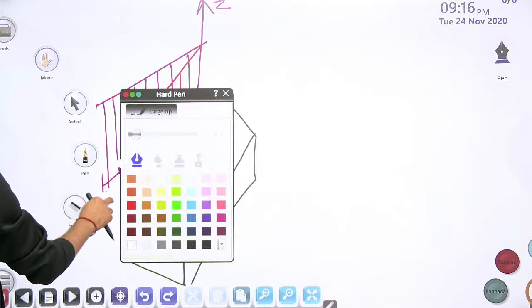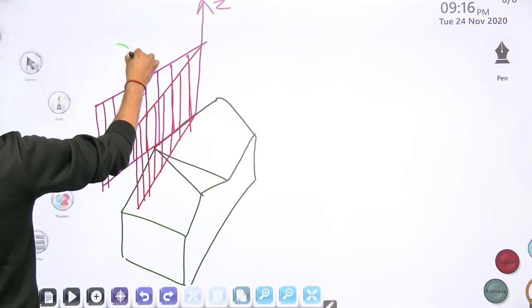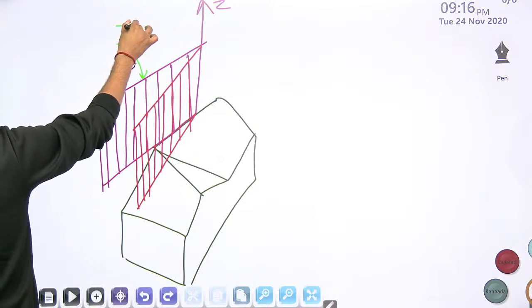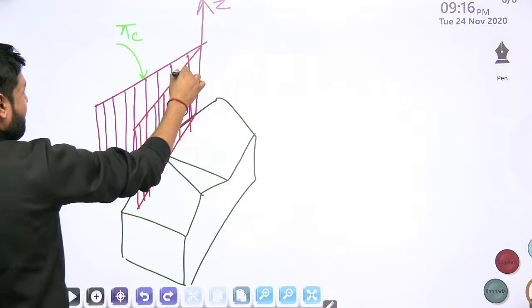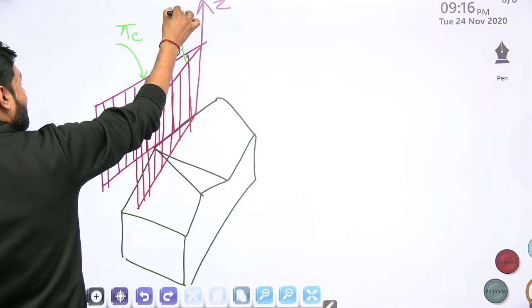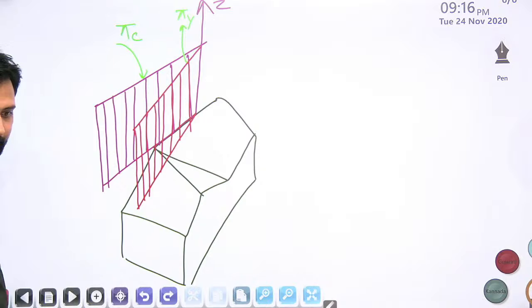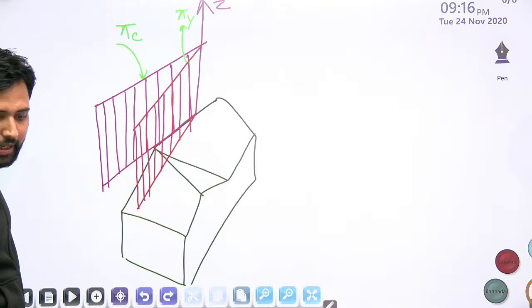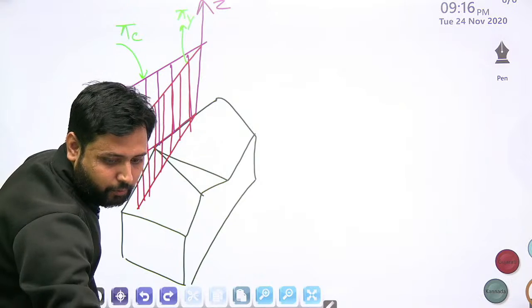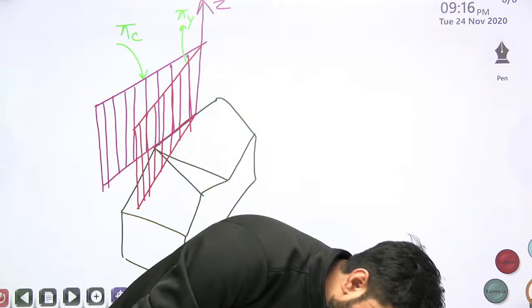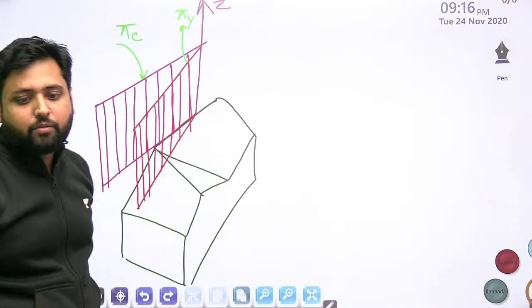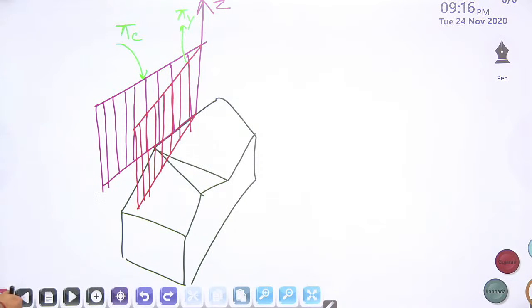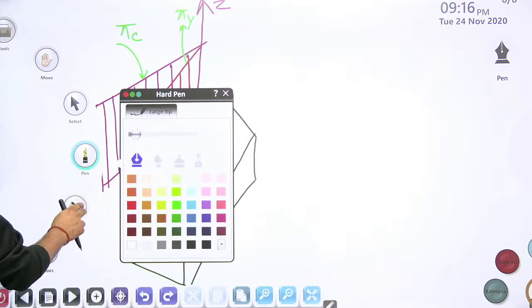This plane is your cutting plane, pi c, and this red color plane is what? Pi y. Yes. What am I asking from all of you? What I am asking is, where is the reference plane? Let me show you the reference plane as well. Then it will be further more clear to all of you.